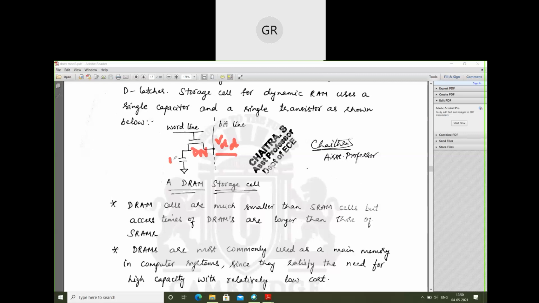If data 0 is stored here, and the bit line is at pre-charge, that means VDD, and the word line is on, what will happen? Discharge will take place. Then we say the bit line reads the data as 0. Just remember this, the read operation and write operation.